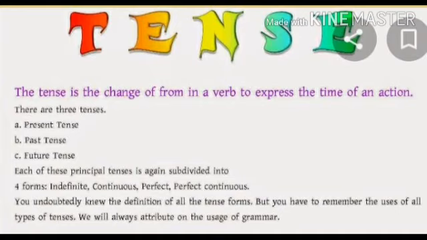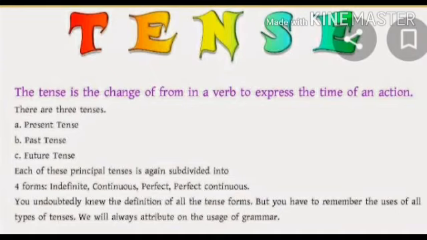Now students, the question that comes to our mind is which types of time there are. The answer is time can be divided into three types. First is present, second is past, and third is future. As you can see in this picture, students, there are three tenses. Number A present tense, B past tense, C future tense.